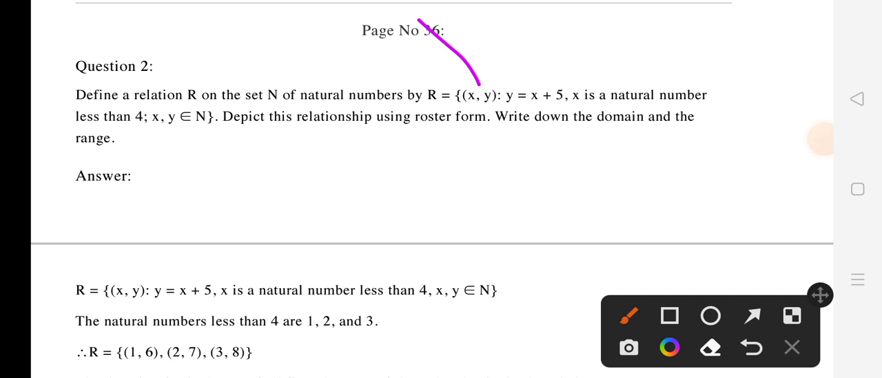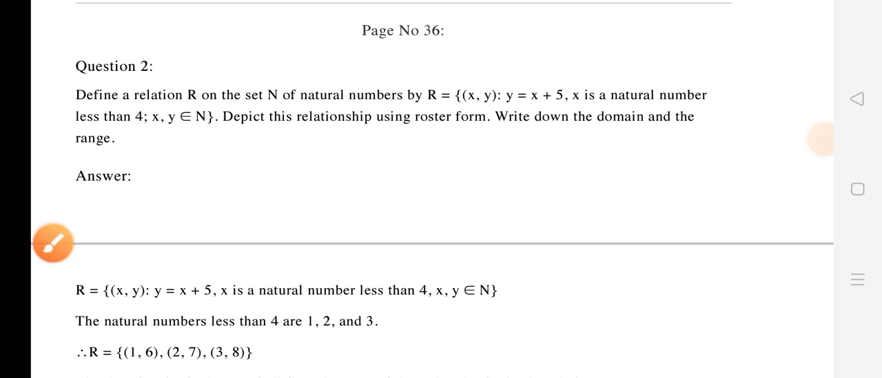Next question is: define a relation R on the set N of natural numbers. R is defined as the ordered pair (x, y) where y equals x plus 5, x is a natural number less than 4, and x, y belong to N. Depict this relation using roster form, and write down the domain and the range.